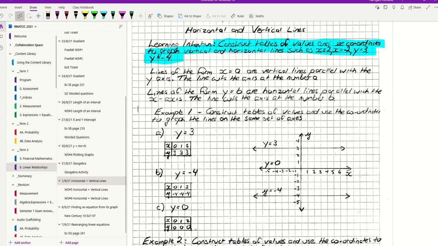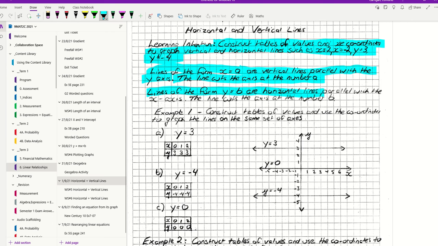That's slightly different from the learning intention I just showed you because I changed the learning intentions after I wrote this. But anyway, lines of the form x equals a, where a is a constant like 1, 2, 3, 4, are vertical lines parallel with the y-axis. The line cuts the x-axis at the number a.